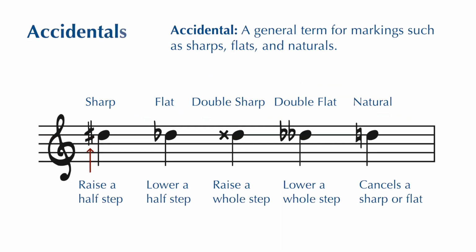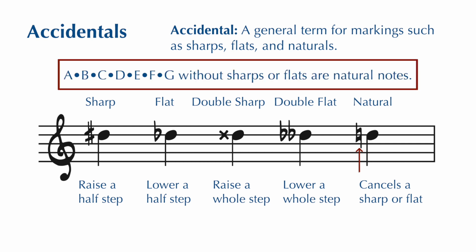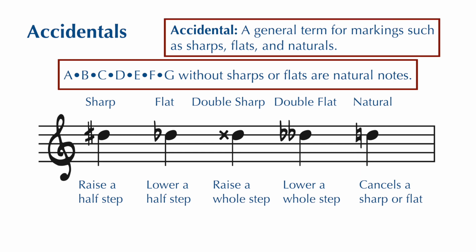A sharp raises a note one half step. A flat lowers a note one half step. A double sharp raises a note one whole step, and a double flat lowers a note one whole step. A natural cancels out a sharp or a flat. Your A, B, C, D, E, F, and G are natural notes. An accidental is the generic term for markings like sharps, flats, and naturals.